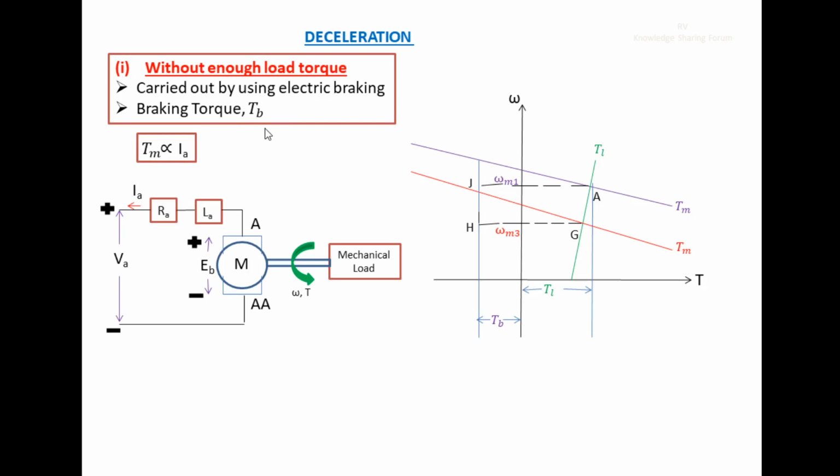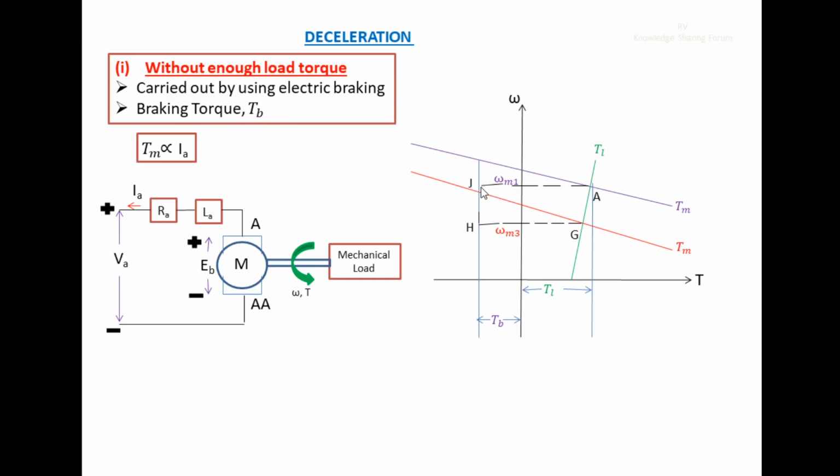So the function of braking torque is to reduce the speed. Therefore, from here to here it becomes the negative torque, because we are changing the direction of this armature current. Operating at this motoring torque, actually this motoring torque is here at this point. Now we are reversing the direction of the armature current, therefore the motoring torque reverses. From here it will shift to the point J. So this is negative torque, and this negative torque is known as braking torque. This braking torque will reduce the speed.